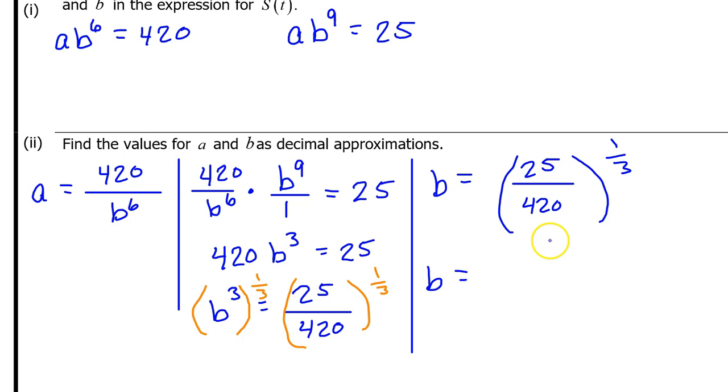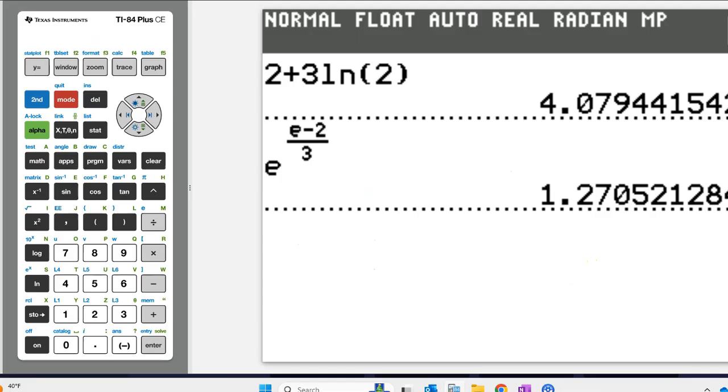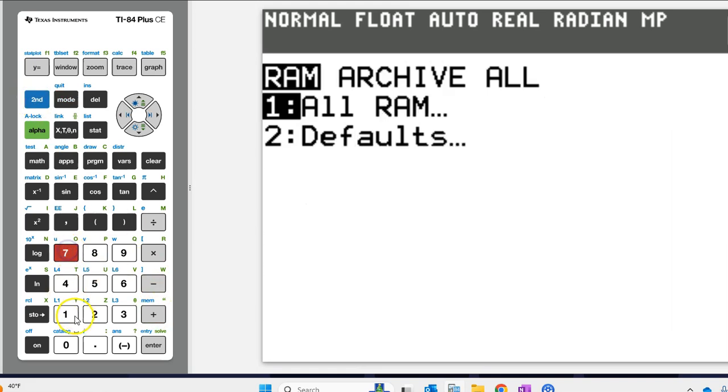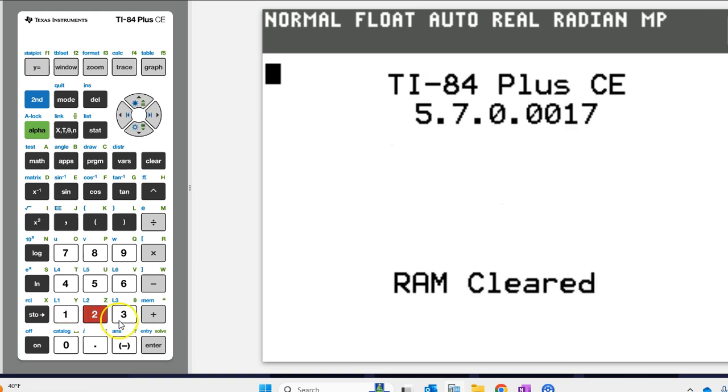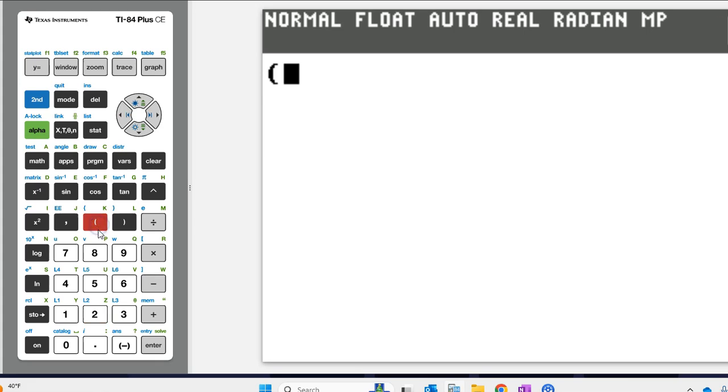Now we will need the calculator. We're just going to type in this expression to get the decimal approximation. Always reset your calculator at the beginning of an FRQ by hitting second plus 712. Again, that is second plus 712. Fresh calculator. We need to open some parentheses, and now we need a fraction.